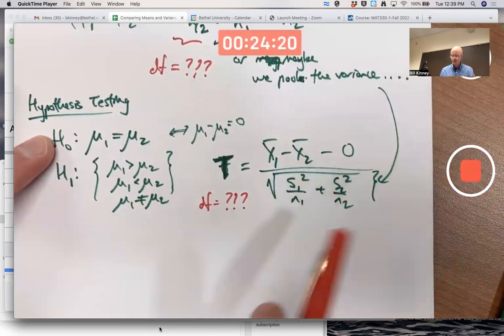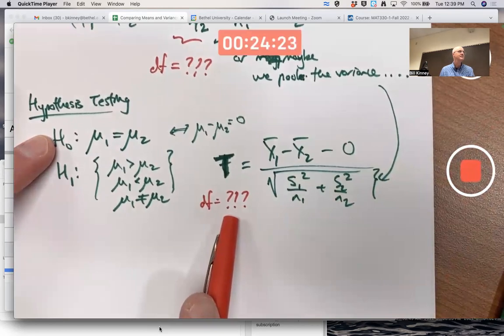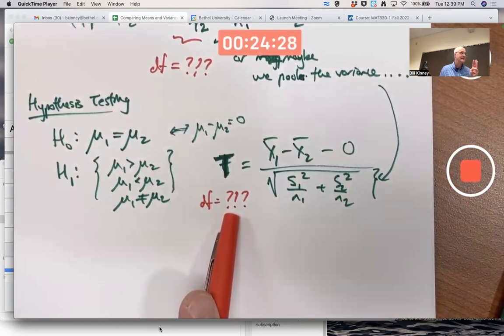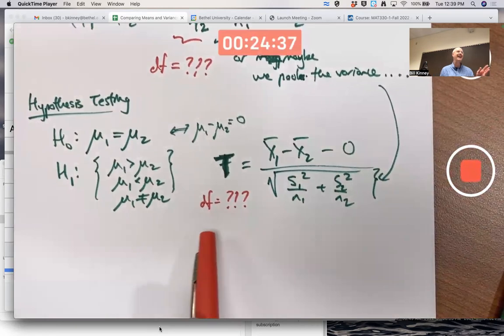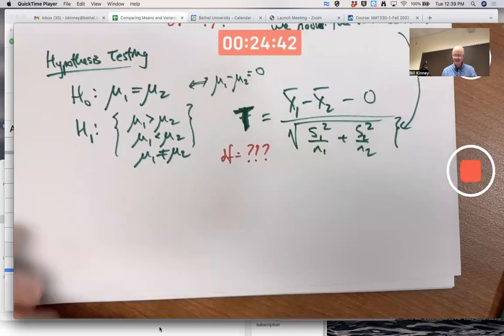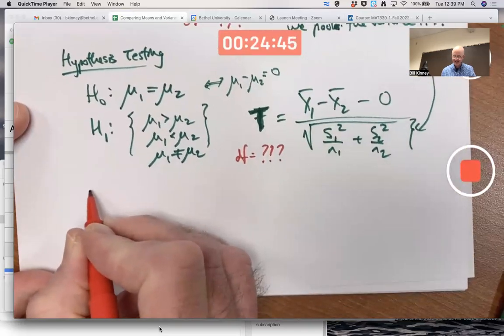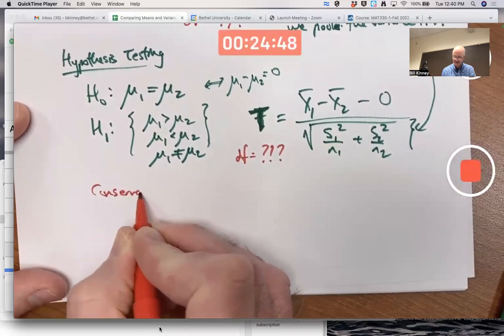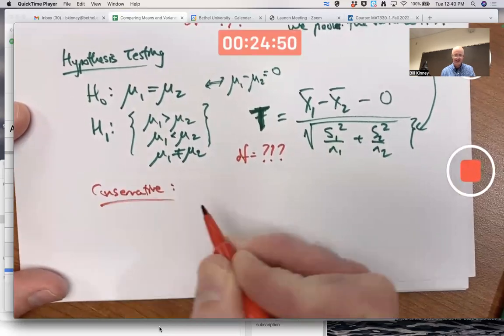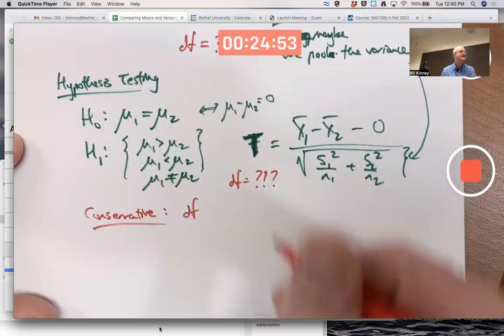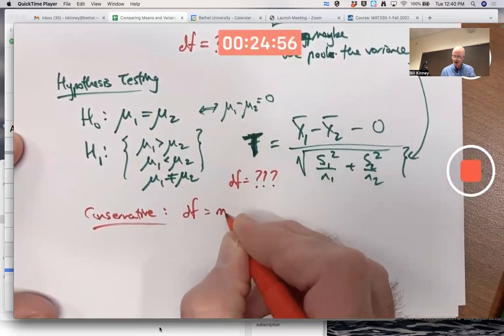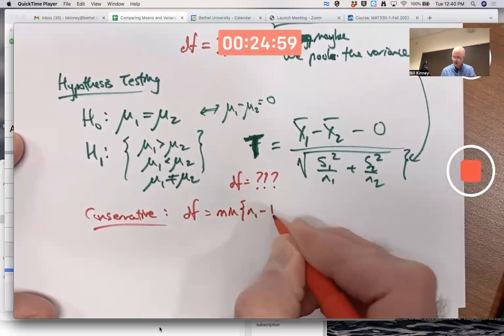There's 3 different answers for what DF could be, 3 different answers based on literature I've seen, 2 of which are in a book, and the 3rd one of which is not. Though to tell you the truth, I'm conservative statistically, so I like the one that's not in the book. It's also the easiest one to use. The conservative approach to the DF in both of these cases is to take the smaller of N1 minus 1 and N2 minus 1.